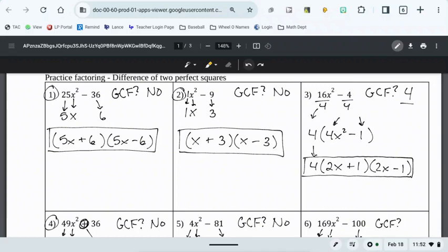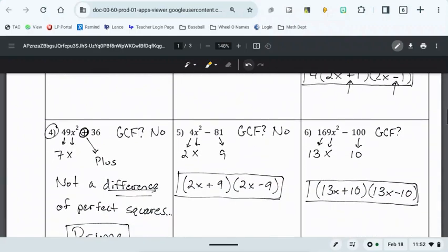I did not mention this earlier, but just to take a note right now, the plus sign and the minus sign do not have to go in the order that I put it. So if you did 2x minus 1 and then 2x plus 1, that is totally okay.